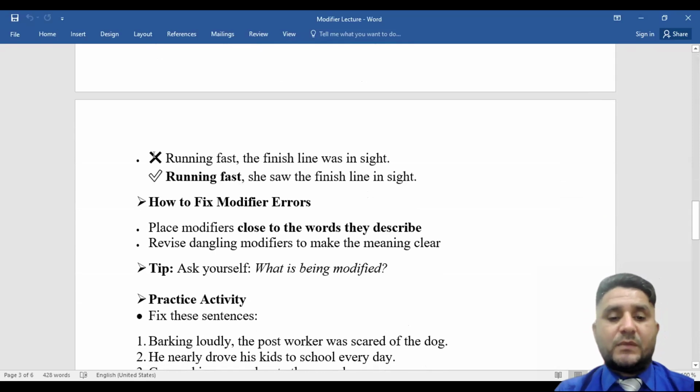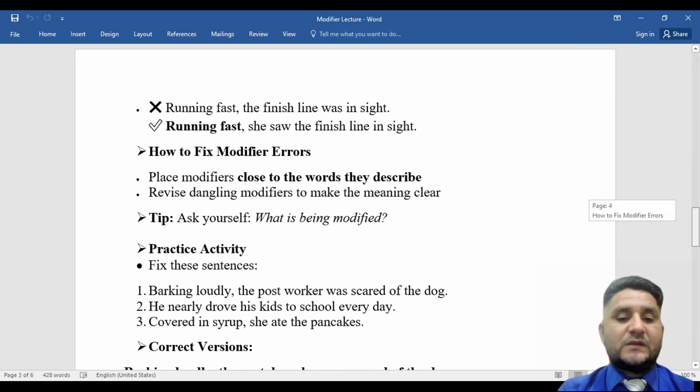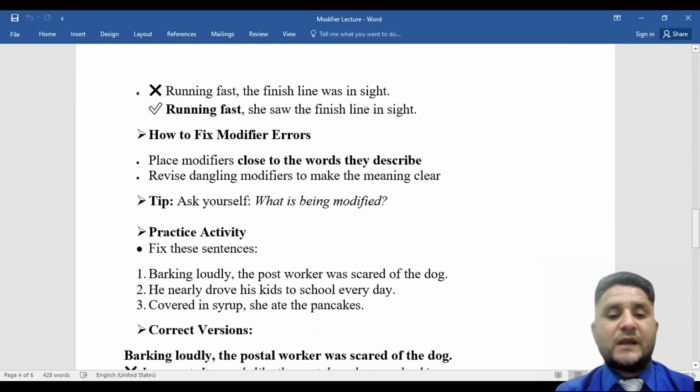Second example: running fast, the finish line was in sight. That's wrong. Running fast, she saw the finish line in sight. Sentence structure alongside the correct modifier is very important. Now, running fast, she saw the finish line in sight modifies that she was running fast, and while running fast, she saw the finish line. That's the correct version.